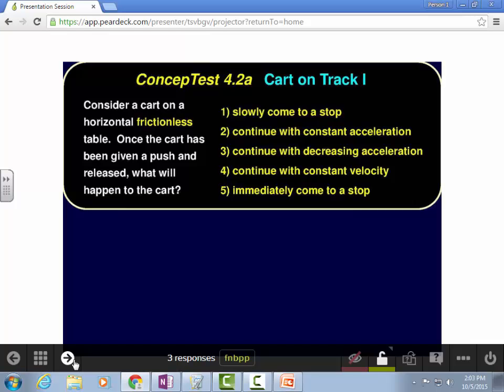So consider a cart on a horizontal frictionless table. Once the cart is given a push and released, what will happen to the cart? 10 seconds. Read it closely, Brian.